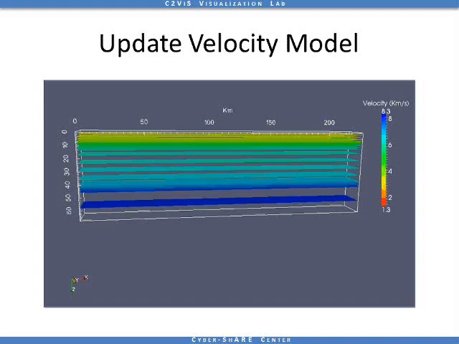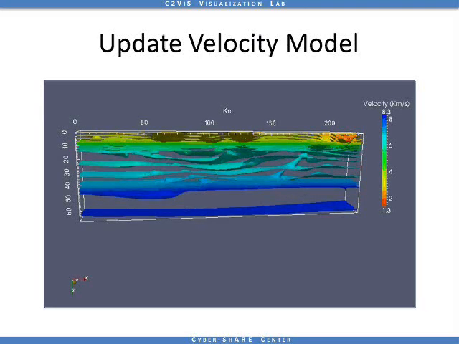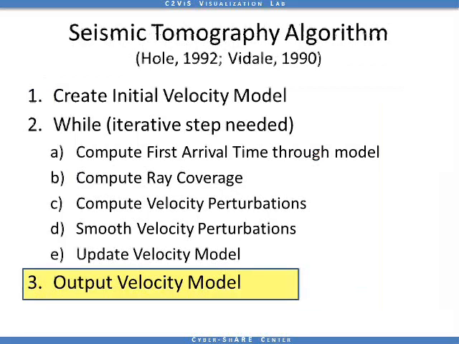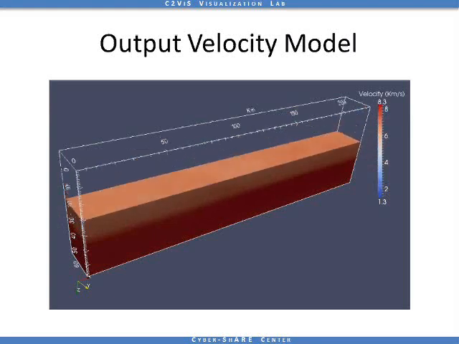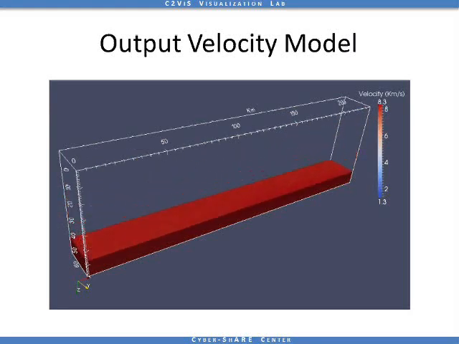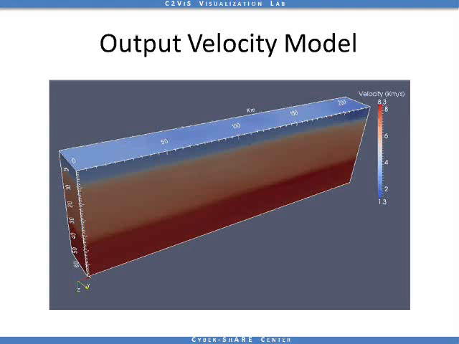The initial velocity model used for the algorithm looked like this. But after several iterations and applications of velocity perturbations, the model will converge to a final 3D velocity model that looks like this, which will be output by the algorithm and can be used for analysis of the physical properties of the region, to locate the focus of an earthquake, and for other analysis.